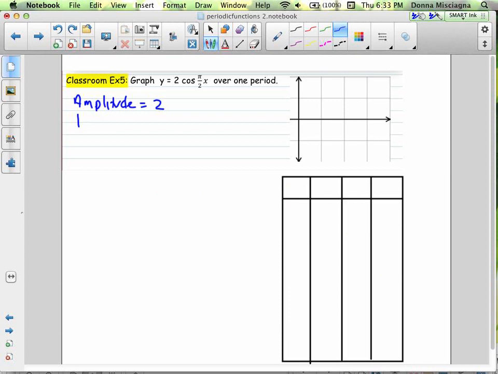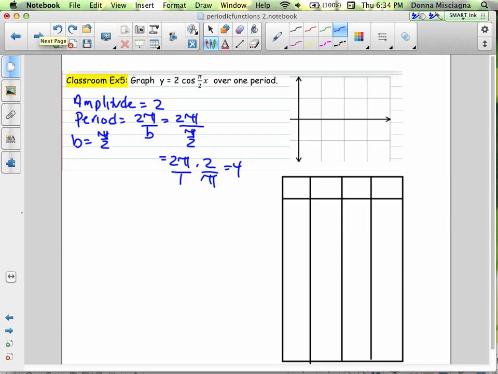Period. We're going to take 2 pi, divide by b. B is the coefficient on x, so that is pi halves. So that's going to give us 2 pi divided by pi halves, which is the same as 2 pi times 2 over pi. Dividing by a fraction is the same as multiplying by the reciprocal. The pi's are going to cancel, so no pi's again. This time our period is 4, right? So the period is 4.